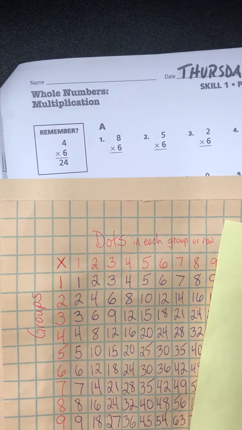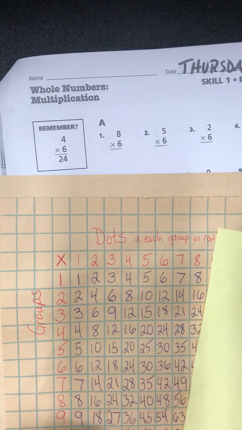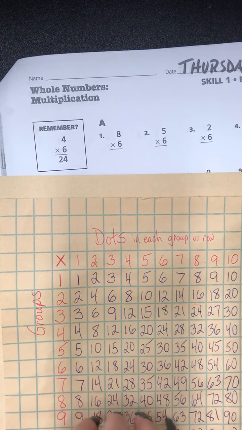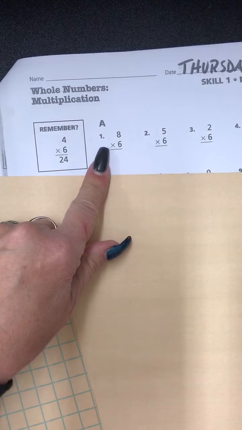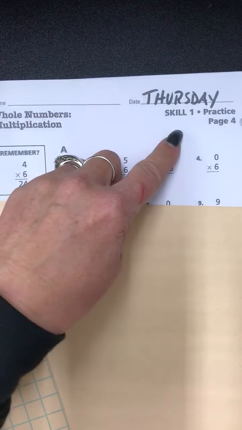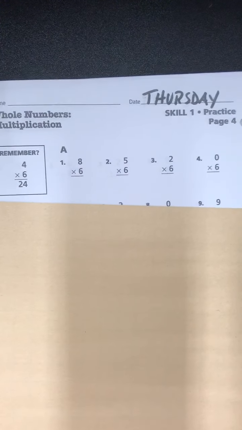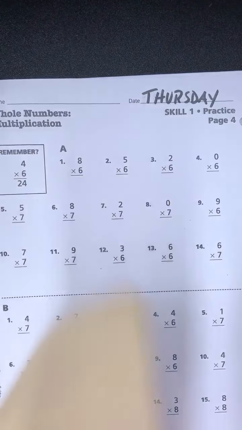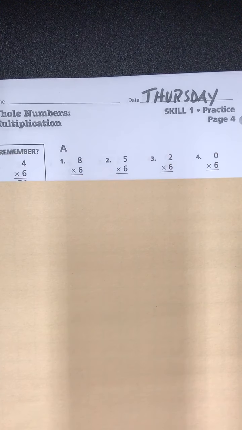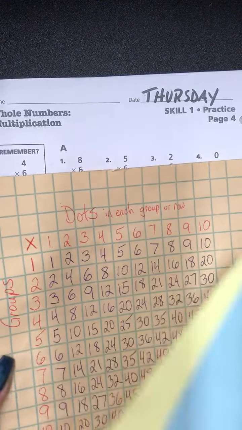All right, here we go. More multiplication with area models. So you should have your Thursday paper and the back of a graph paper with no squares in it, because we're imagining the squares. We have to keep practicing this imagination of the squares. And then we have our multiplication chart to help us with these answers.